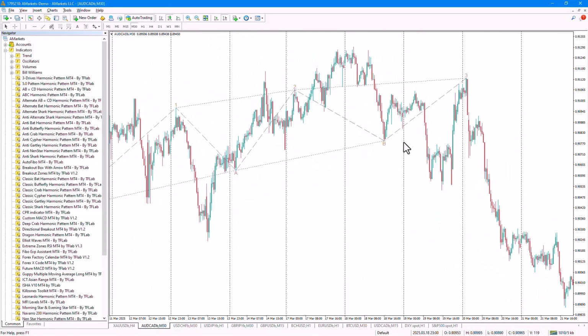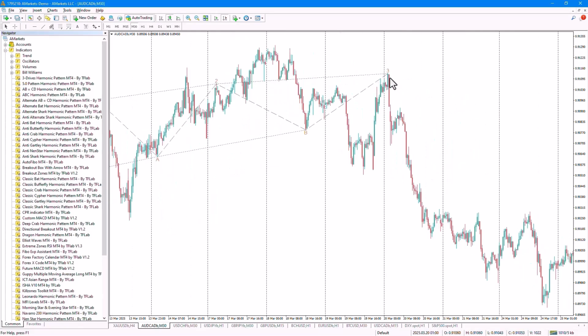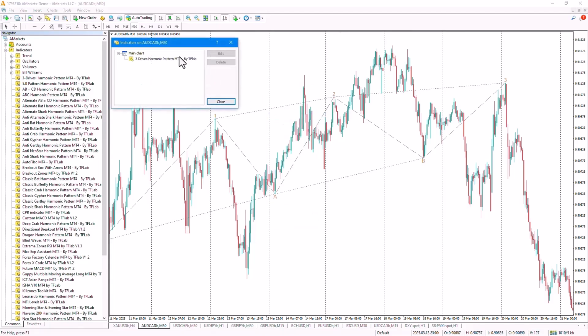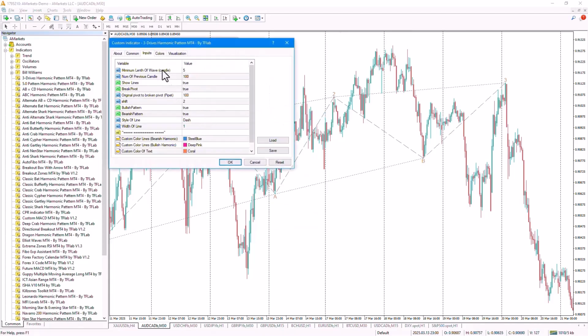And finally, by identifying point 3, which in the harmonic pattern is considered the price reversal zone or PRZ, they can enter a buy or sell trade in the market. In the settings section, under inputs, there are options available for us.